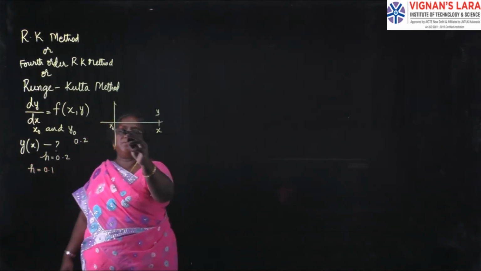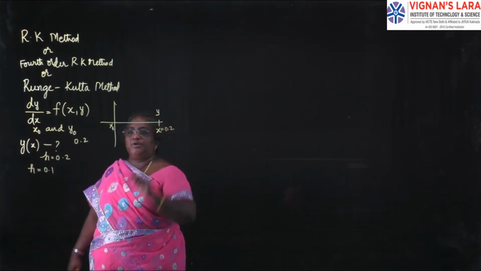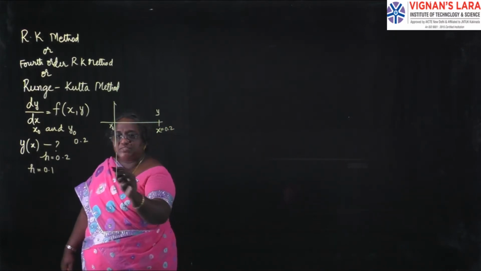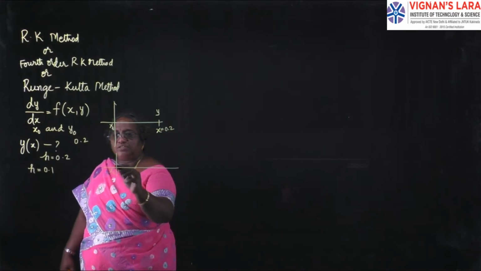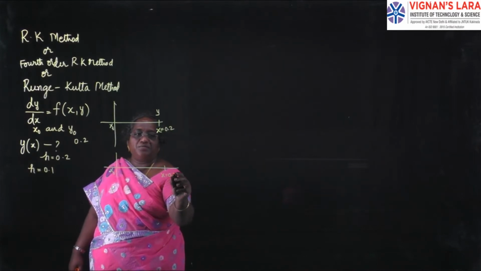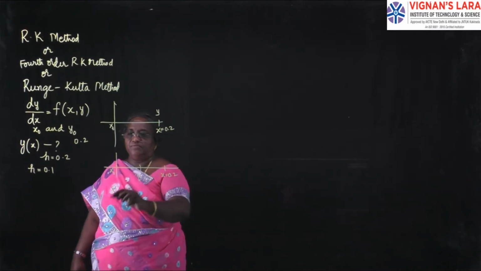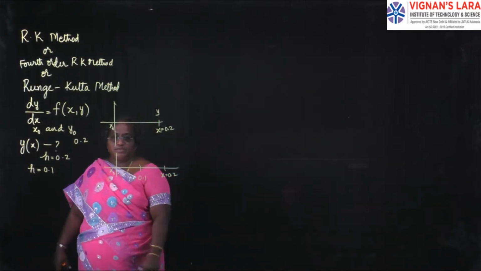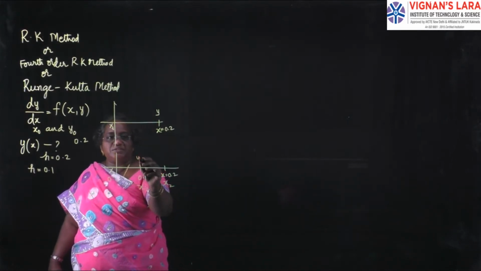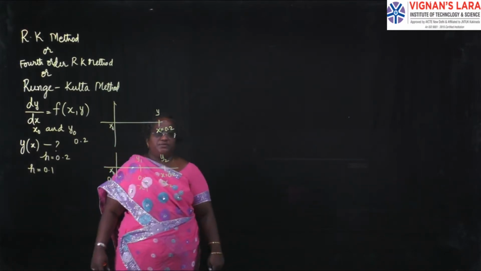If h is equal to 0.2, we will find the y value at x equal to 0.2. If h is 0.1, starting from x naught, we will reach the desired value of y at 0.2 in 2 steps, because h is equal to 0.1. So obviously x naught is 0, this is our x1, and this will be our x2. Corresponding to x1, we have to find y1, and corresponding to x2, we have to find y2.